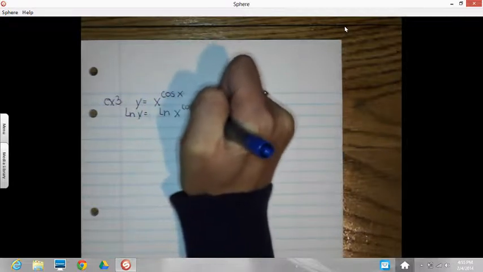If you want to bring that down right away on this second line, go ahead. I'm just not going to skip any steps. So now I can use my exponent rule and bring that down as a multiplier. So it's cosine x times natural log of x. Now I'm ready for derivative. I no longer have an x up in the exponent. Left-hand side, not a problem. 1 over y times y prime.